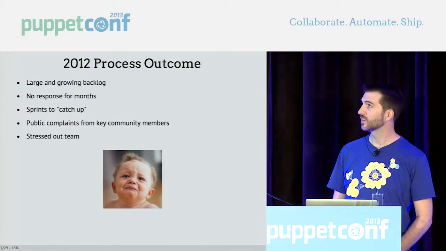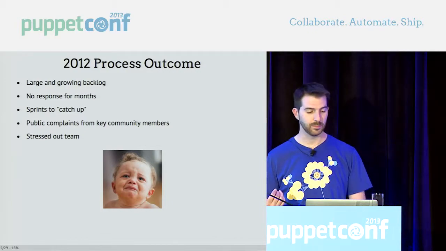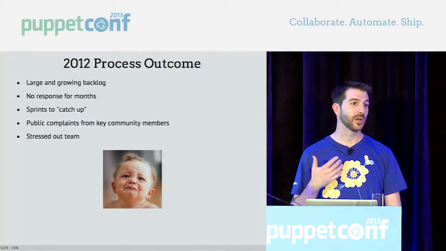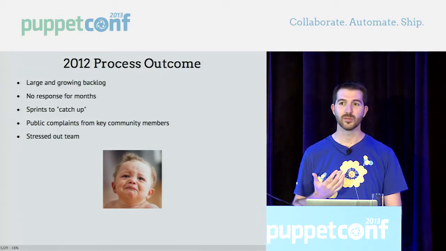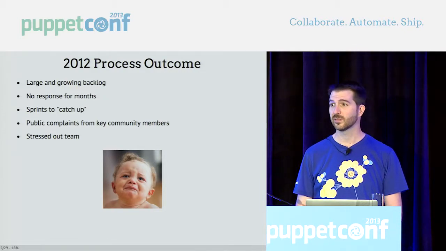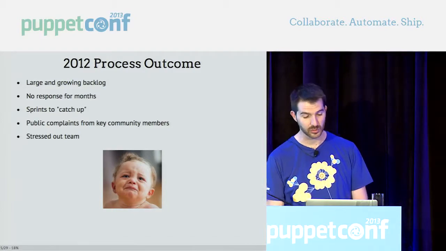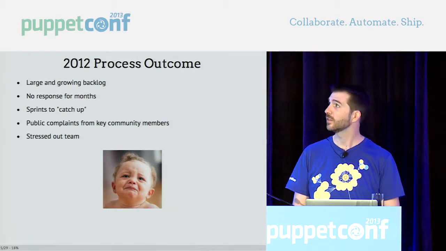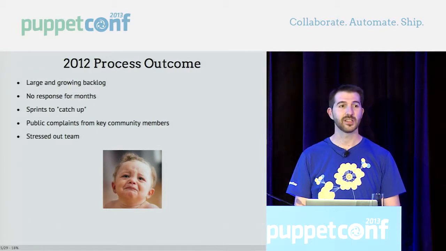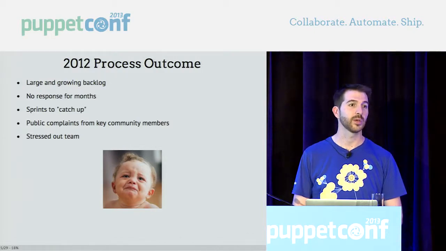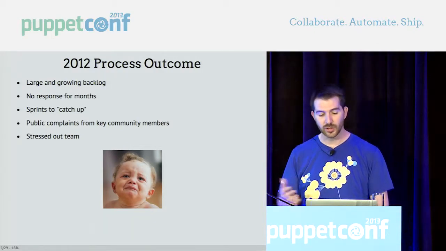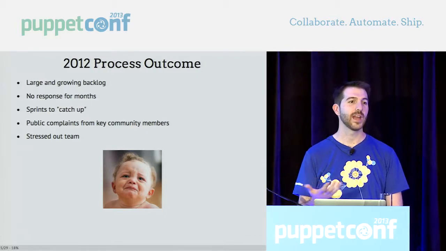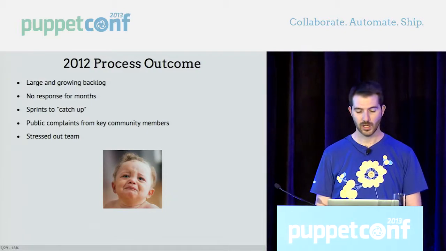So this is the outcome that we saw at the end of 2012. Our backlog of community pull requests was growing. It was already pretty big. We weren't responsive, so a community member would submit code that fixed a problem, and we might not get back to them for months, which is really bad. It made us feel really bad, right? We had to implement sprints to try to catch up and burn down that backlog. And we were actually getting public complaints from some of our key community members that had been working on Puppet for a really long time. All of this added up to stress out our whole team. We actually felt like we were not meeting the needs of the community, which is bad.